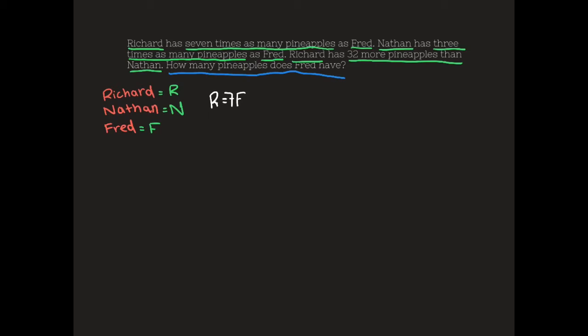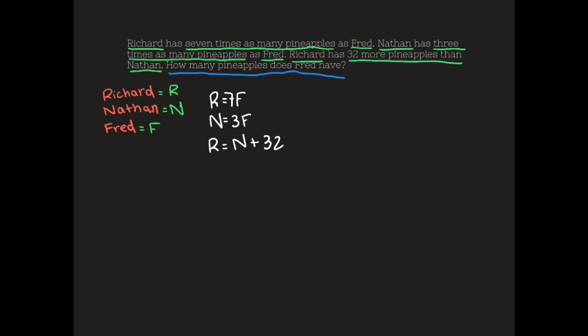Our next equation is Nathan has 3 times as many pineapples as Fred, which means that Nathan has more pineapples. So N equals 3F. The reason it's written like this is because Nathan has 3 times the amount that Fred has. That will be our second equation. And our final equation is Richard has 32 more pineapples than Nathan. So Richard has more pineapples than Nathan, which means Richard equals Nathan's amount plus 32. Those will be our 3 equations that we need to put against each other in order to find how many pineapples Fred has.